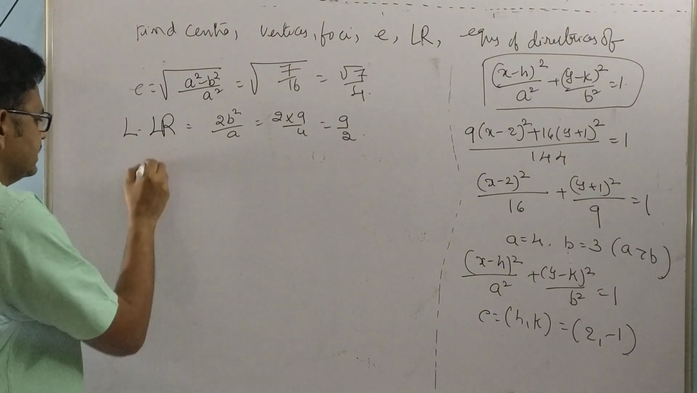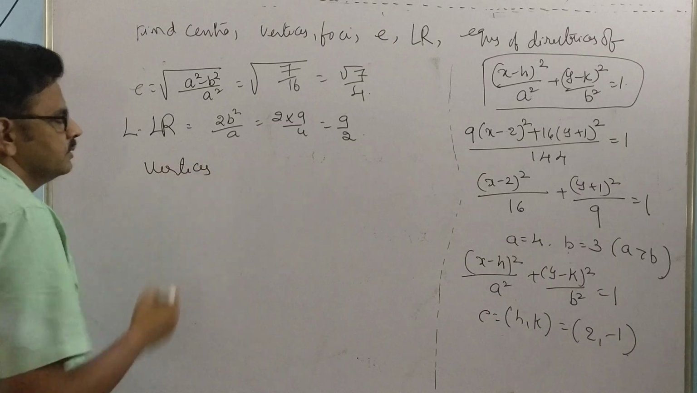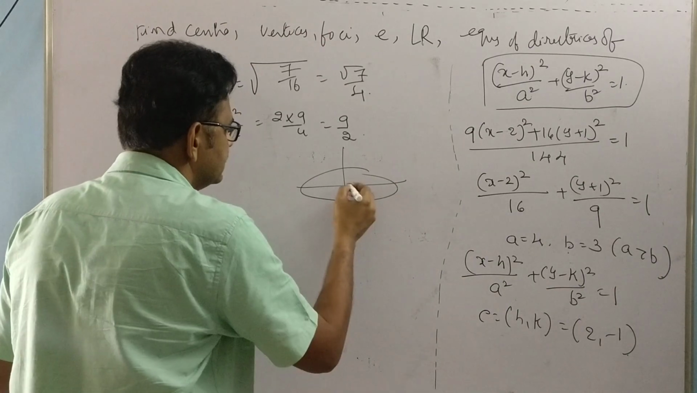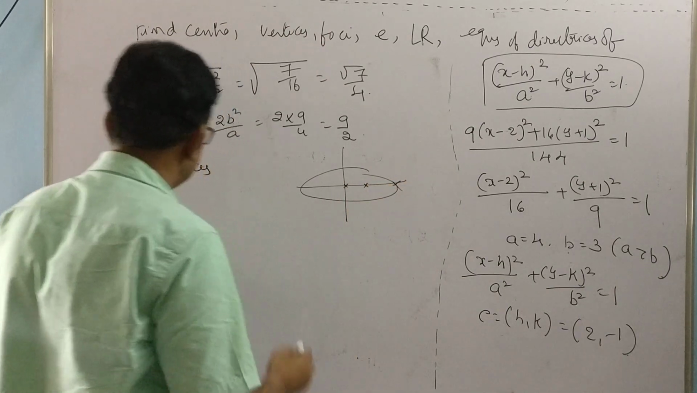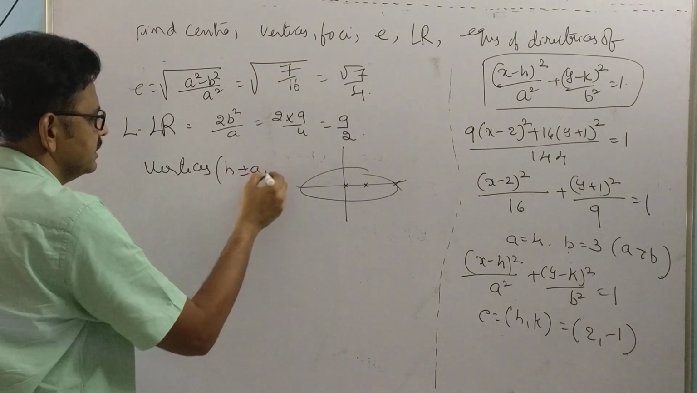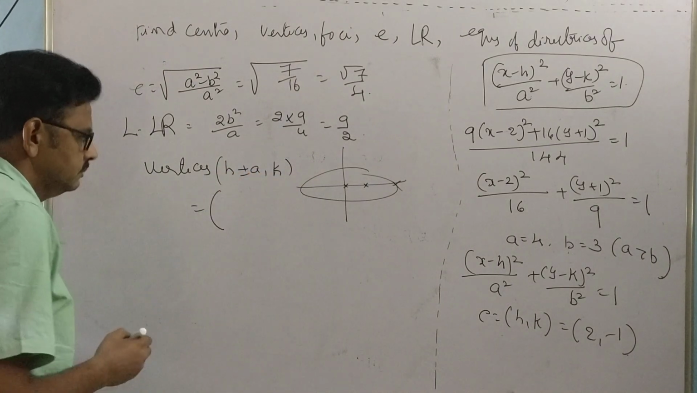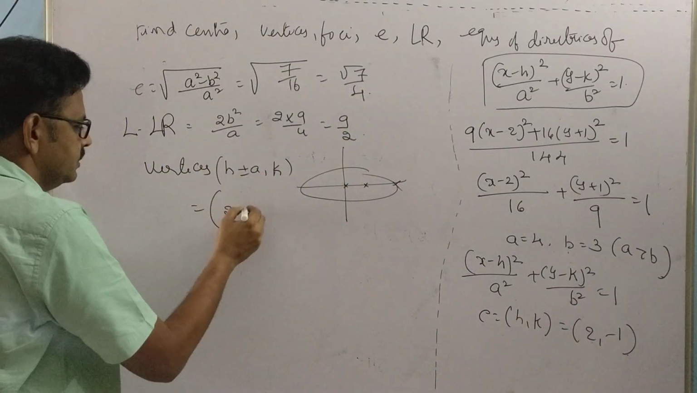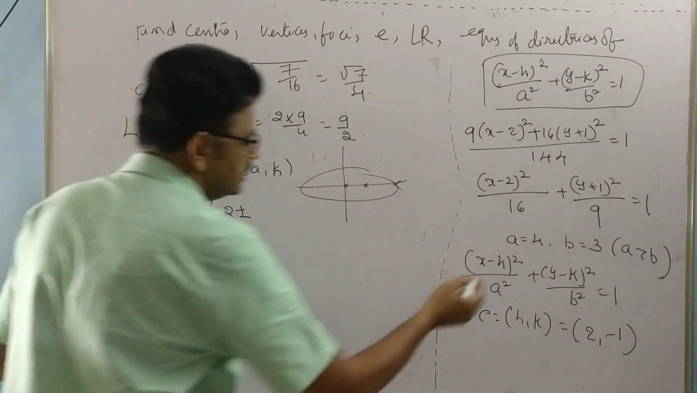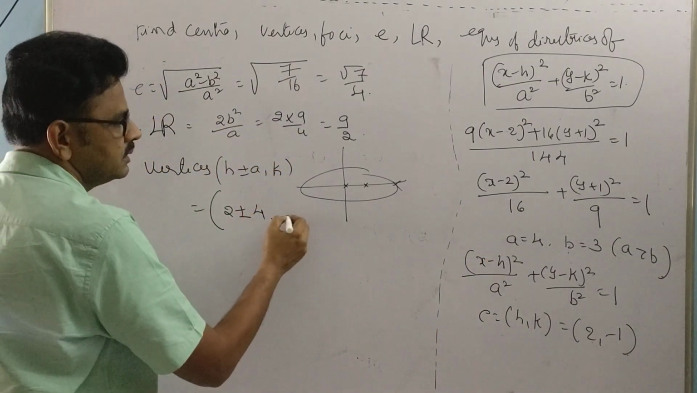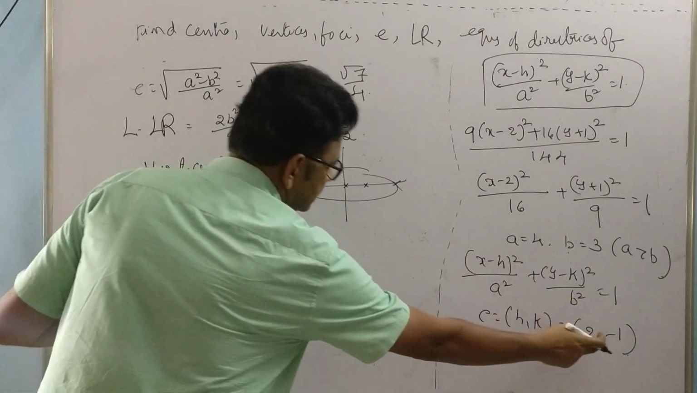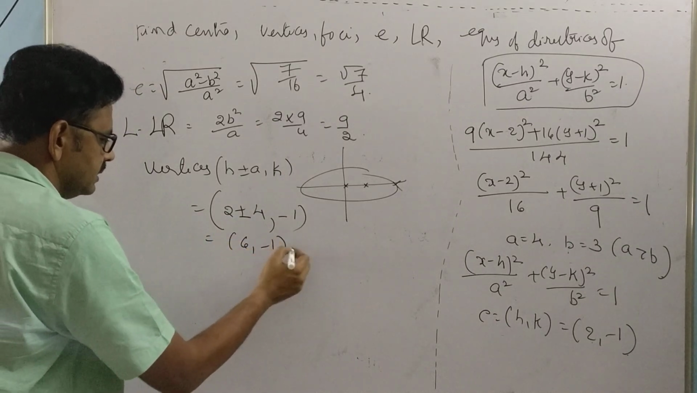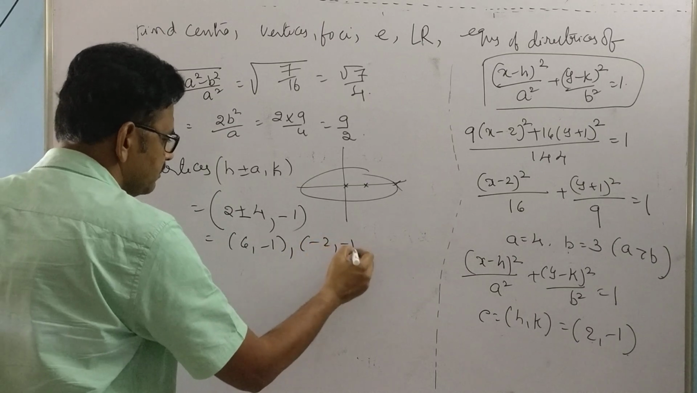Next, vertices. Here the ellipse is like this. So this is the center. Vertices are (h ± a, k), where h is 2, a is 4, and k is -1. If you take plus, it is (6, -1); if you take minus, it is (-2, -1).